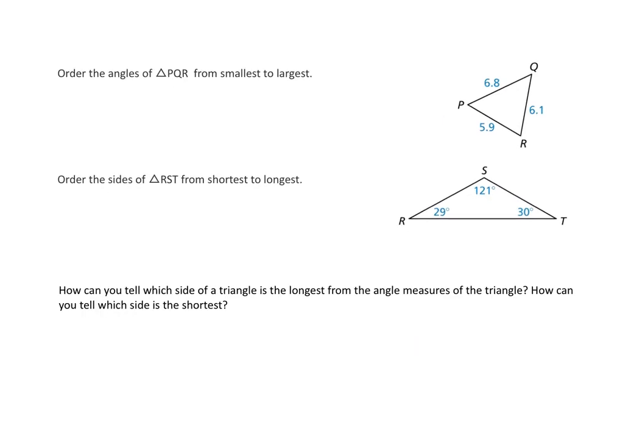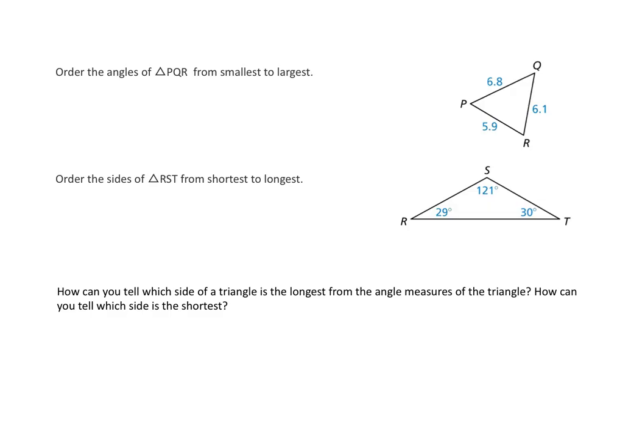Okay, these 2 are both pretty easy as well. They give me the 3 sides. We're just going to identify the 3 angles, going in order from smallest to largest. So we're going to go with the smallest side first, which is 5.9. Across from 5.9 would be angle Q. And then 6.1, across from 6.1 would be angle P. Across from 6.8 would be angle R.